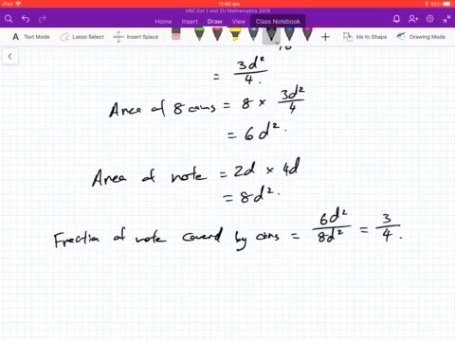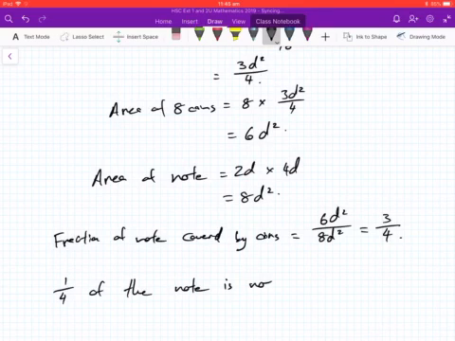The question's asking how much is not covered. So 1/4 of the note is not covered by coins.